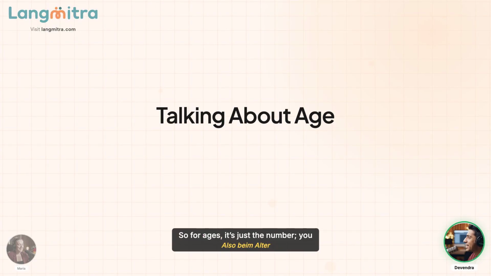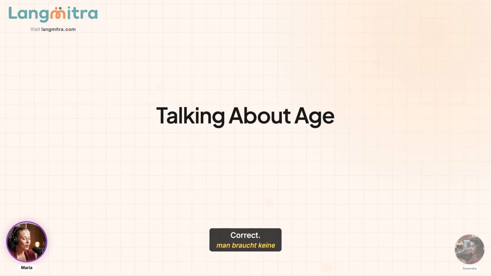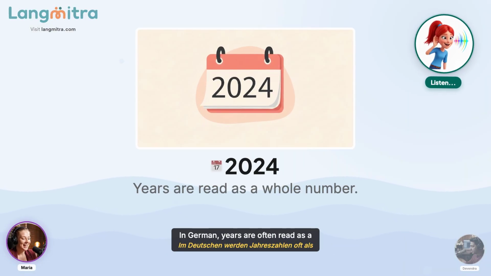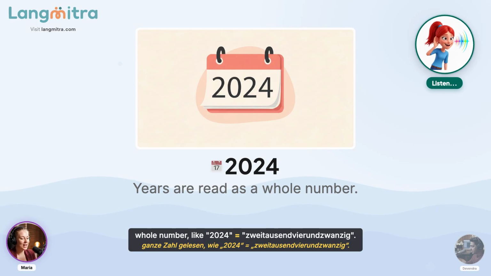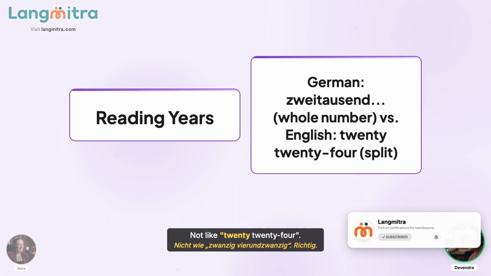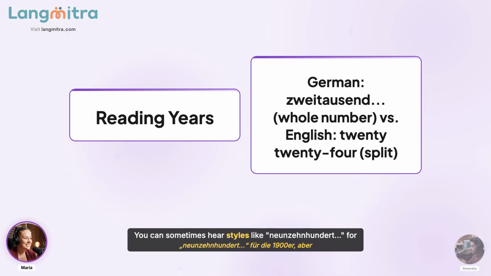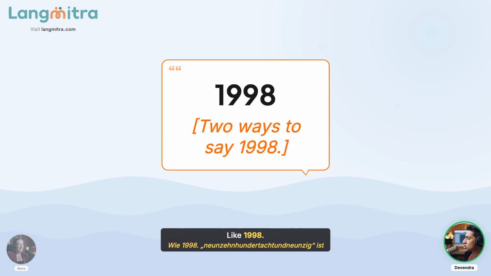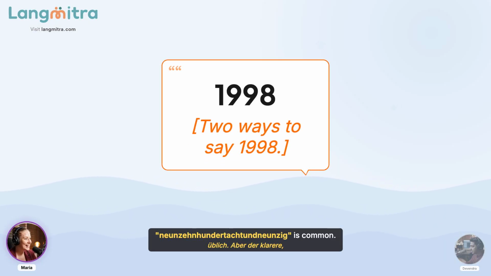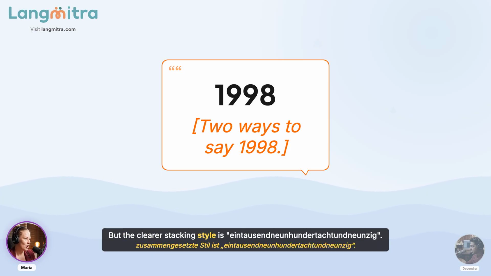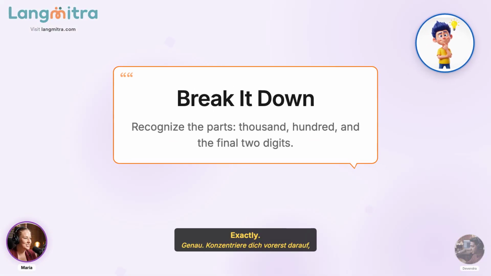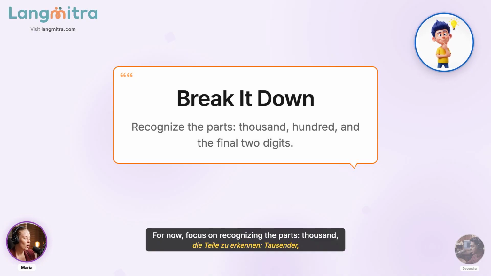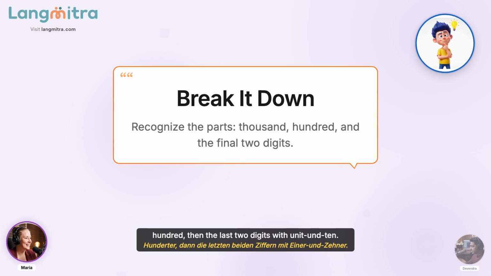Next, ages. If someone says, "Ich bin 31," that's einunddreißig. So for ages, it's just the number. You don't need extra words. Correct. Now years. In German, years are often read as a whole number, like 2024 is zweitausendvierundzwanzig. Not like "twenty twenty-four." Right. You can sometimes hear styles like neunzehnhundert for the 1900s, but as a beginner, the safe, clear way is the full zweitausend. Could we practice one, like 1998? Sure. 1998 is common, but the clearer stacking style is eintausendneunhundertachtundneunzig. That's long but logical. Exactly. For now, focus on recognizing the parts: thousand, hundred, then the last two digits with unit and ten.